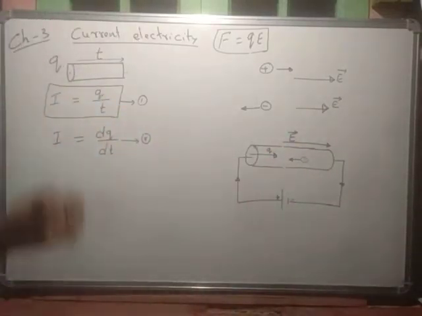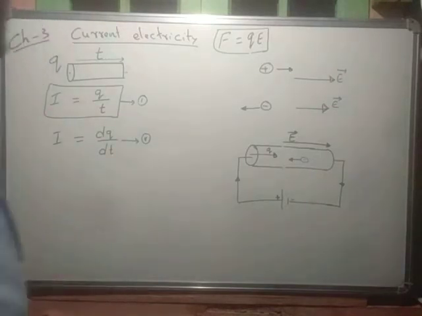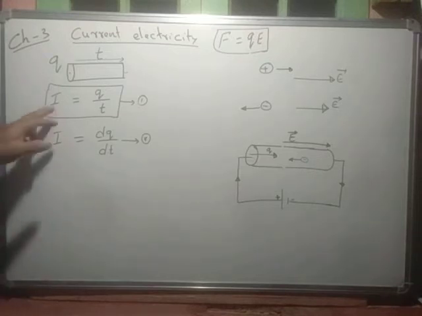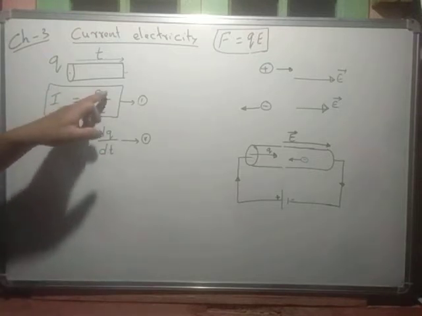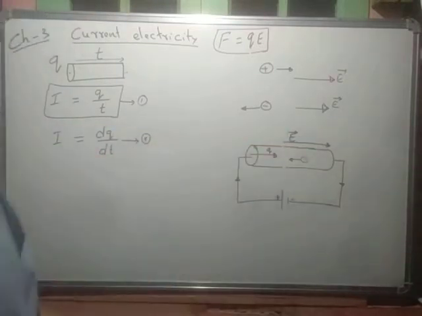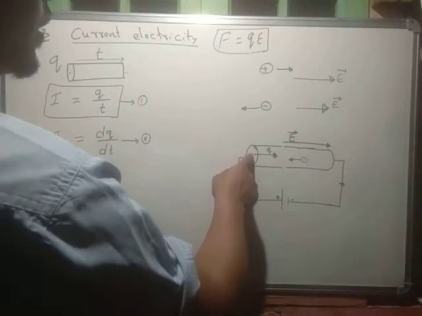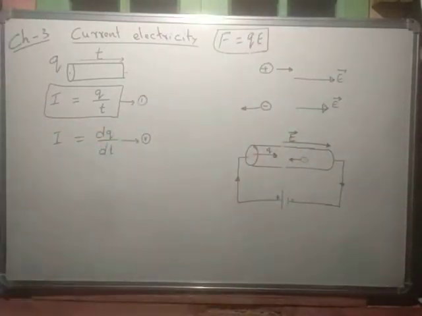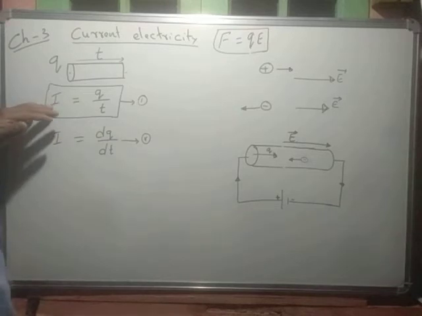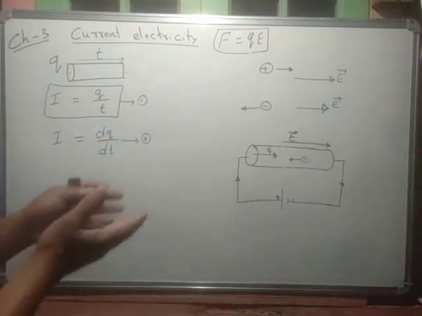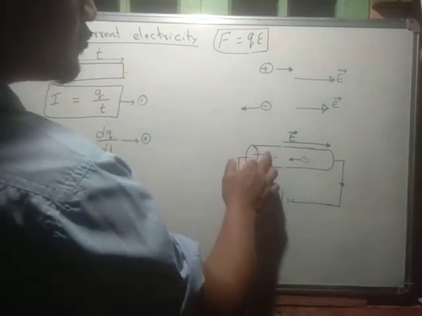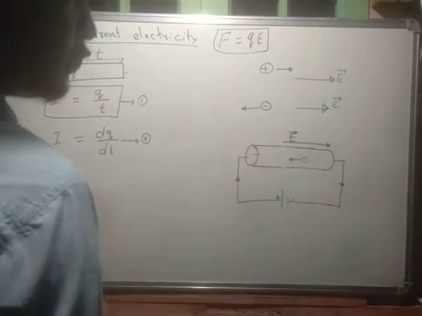We have also seen in class 10th that electric current is usually denoted by the letter I, and it is equal to Q upon T, where Q is the charge flowing through the conductor and T is the time taken by the charge to cross the conductor from one end to the other end. I name this equation 1. This equation means that the current is steady. When I say the current is steady, it means the rate of flow of charge throughout the conductor is uniform.